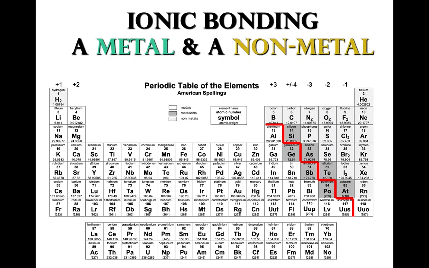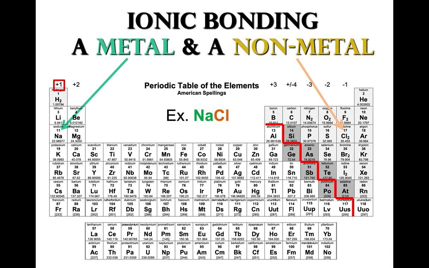Okay, now we're going to talk about ionic bonding. And to do ionic bonding, it's a metal and a non-metal. Right? Covalent was 2 nonmetals. Ionic is a metal and a non-metal. An example would be sodium chloride. But when doing these, what you've got to look for are charges.